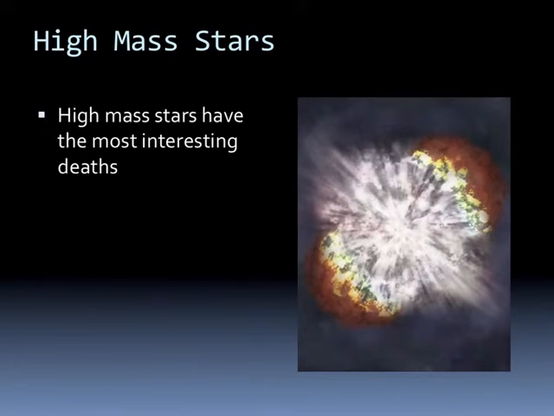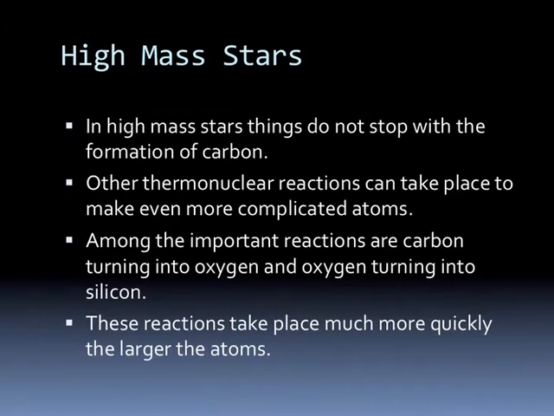This brings us to the high-mass stars. They have the most interesting deaths. In high-mass stars, things don't stop with the formation of carbon in the fusion chain. Other thermonuclear reactions can take place to make even more complicated atoms. Among the important reactions are carbon going into oxygen and oxygen turning into silicon.